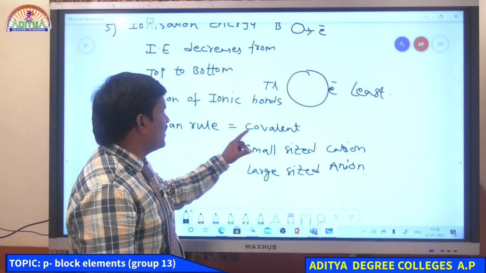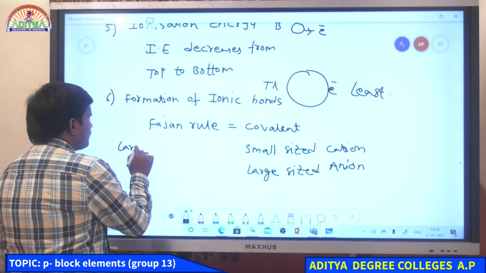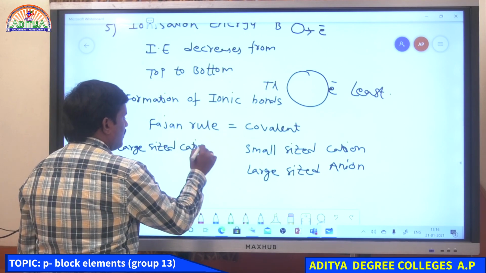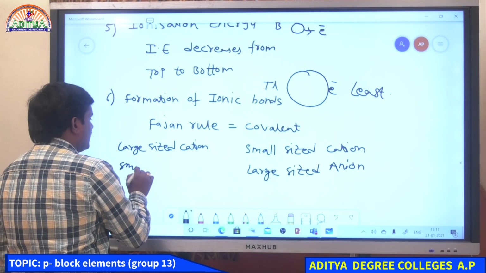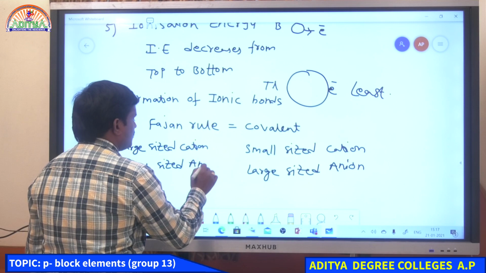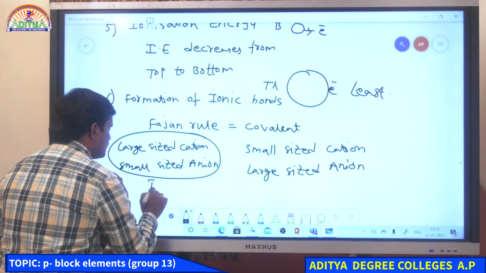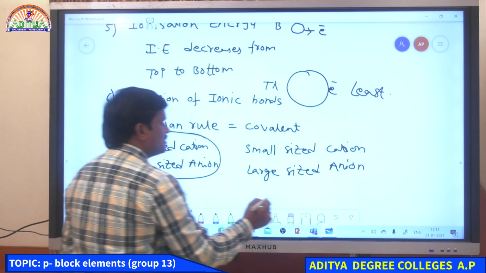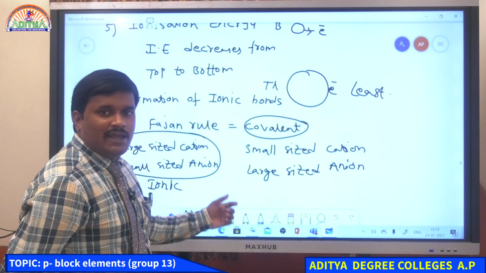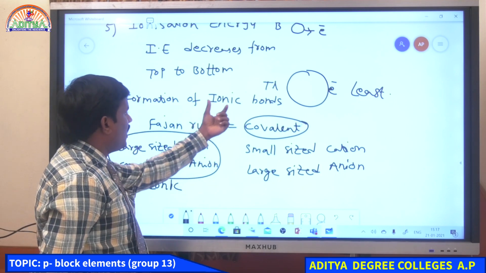Now for ionic bond, the condition is reverse, that is large sized cation and small sized anion. So these are the required conditions for ionic bond, and these are the conditions for covalent bond. If any element has a large size cation, then it forms ionic bond.